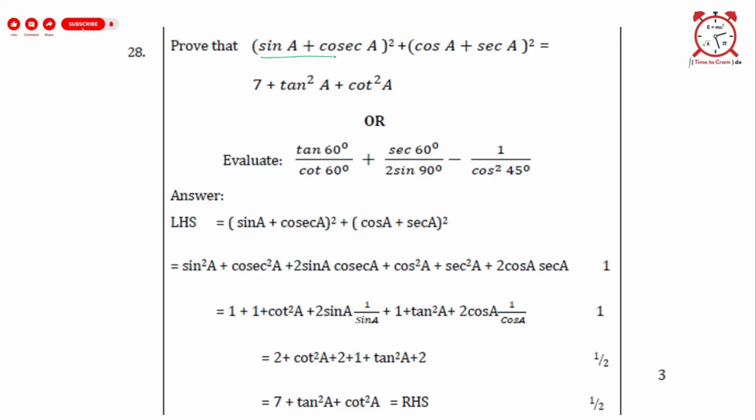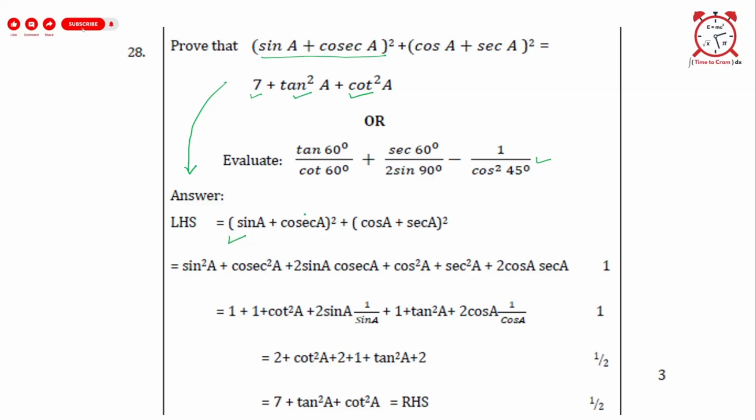(sin A plus cosec A) whole square plus (cos A plus sec A) whole square is equal to 7 plus tan square A plus cot square A. Here an internal option is there. This sum also we will prove after proving this sum. So first we are going to prove this sum. So the LHS we wrote here.